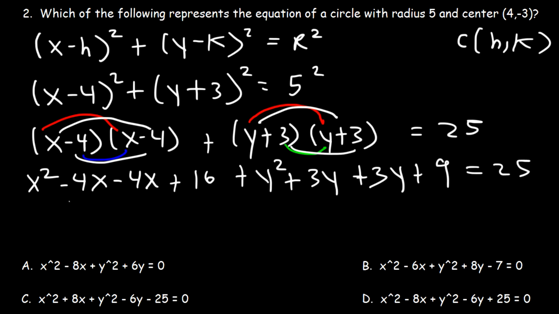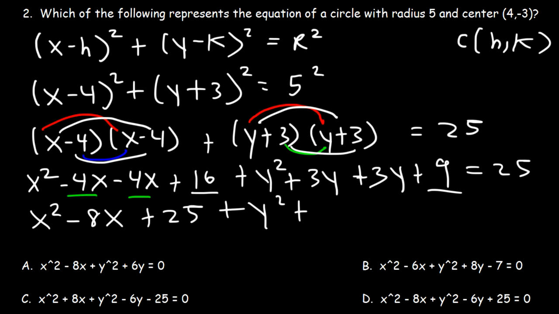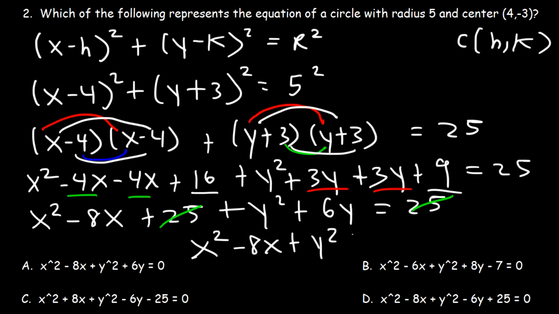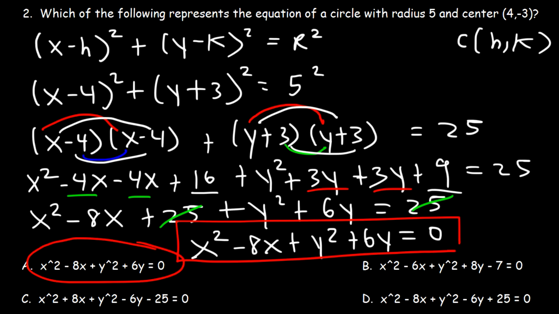So let's combine like terms. We can add negative 4x and negative 4x. That's going to be negative 8x. And then 16 plus 9, that's 25. And then we have y squared plus 3y plus 3y, that's 6y. And all of this is equal to 25. So now we can subtract both sides by 25, which will get rid of this term. So what we have left over is x squared minus 8x plus y squared plus 6y is equal to 0. And so that is the answer, which corresponds to answer choice A.